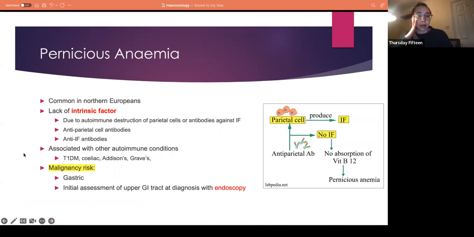So pernicious anemia is quite common in Northern Europeans. Lack of intrinsic factor, as I said, so they can be anti-parietal cell antibodies, so stopping the production of intrinsic factor, or they can just be anti-intrinsic factor antibodies. It's associated with other autoimmune conditions, so like our man had type 1 diabetes, which predisposes him to stuff like pernicious anemia. It increases your risk of malignancy as well, particularly gastric malignancy, which is why if you've got someone with confirmed pernicious anemia, you'd think about doing an upper endoscopy.